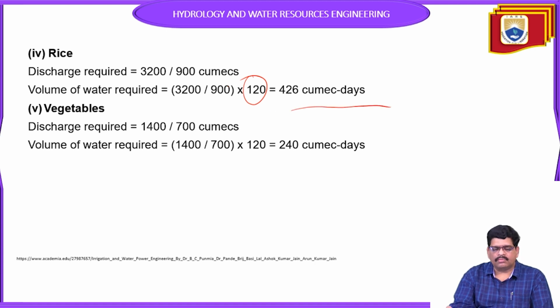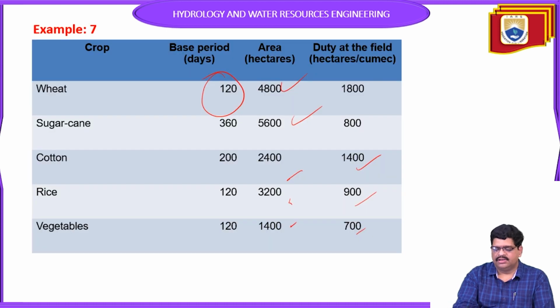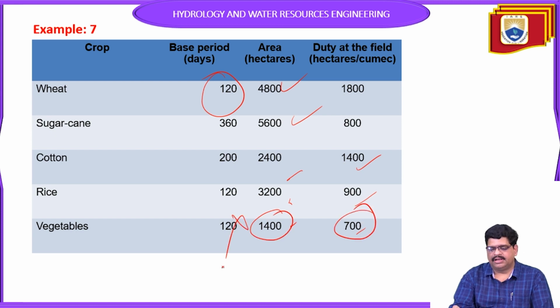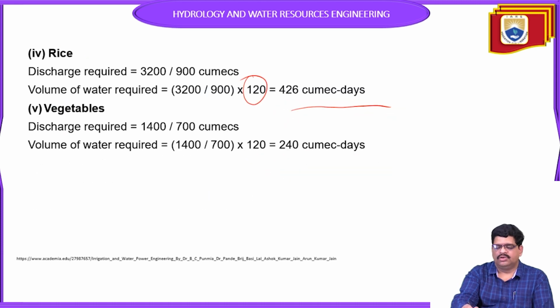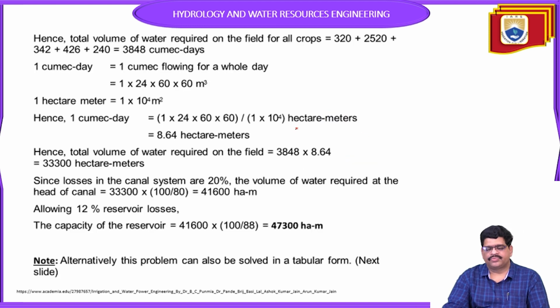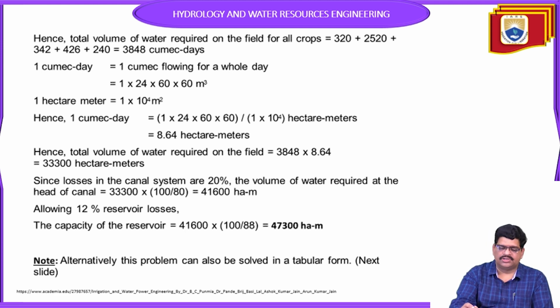Next is vegetables. For vegetables, it is 1400 divided by 700 into the base period of 120 days, which is equal to 240 cumec-days. Hence, the total volume of water required for all the crops is 320 plus 2520, 342, 426 and 240, which is equal to 3848 cumec-days.